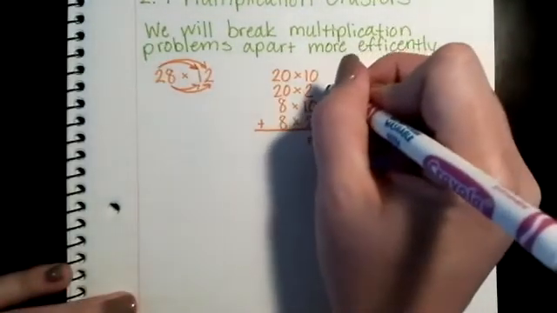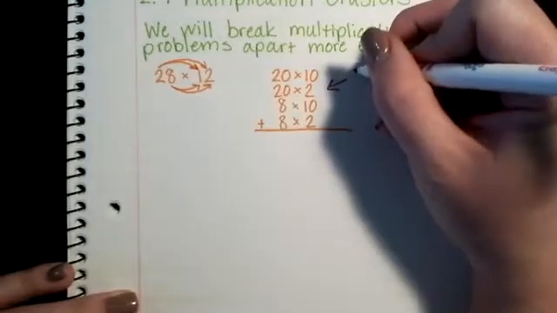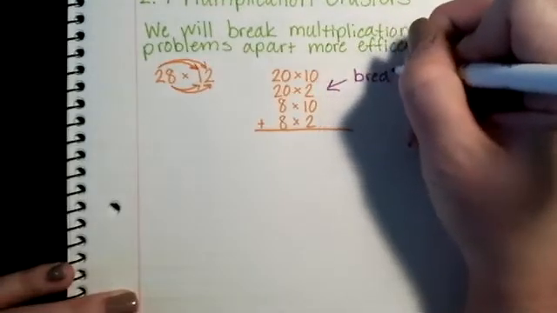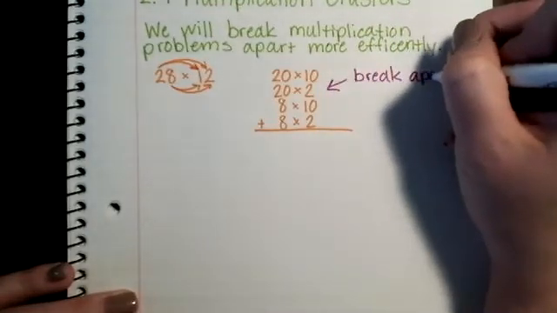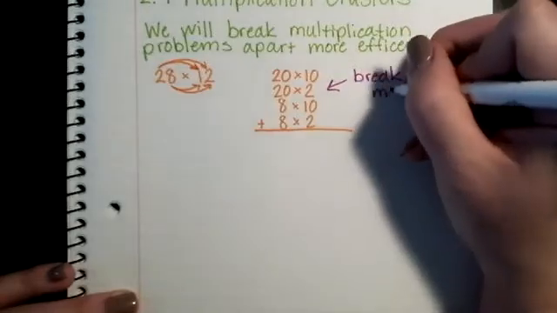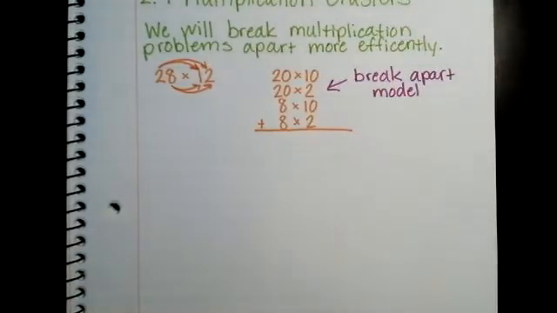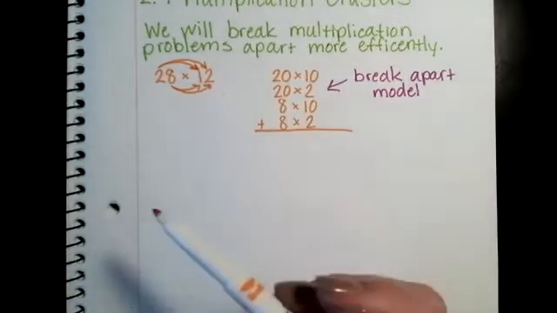Just to make sure that I can track my work later. So this is the break apart model. Okay, let's try a different model using the same problem, 28 times 12.